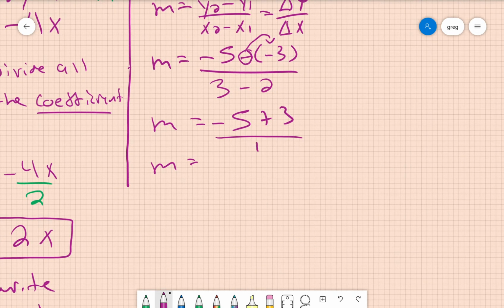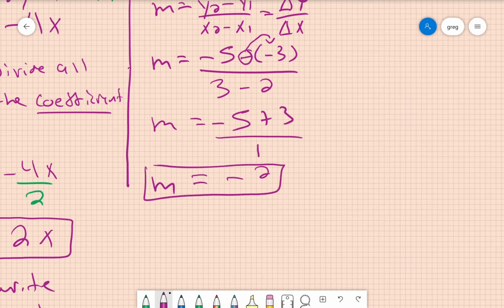Yes. So now, I made that too close, my bad. Let me move this over here. Now, what is -5 plus 3? Yes. And what's -2 divided by 1? Yes, perfect. All right, so we're good here. We have our slope.